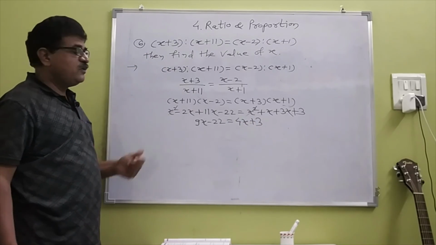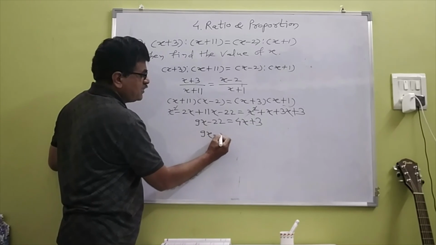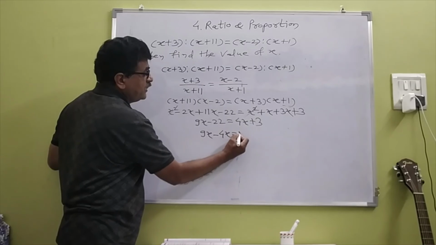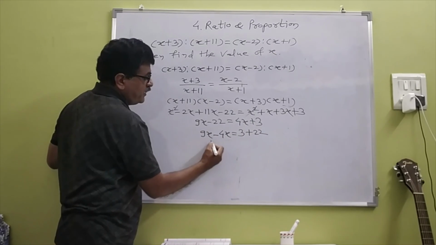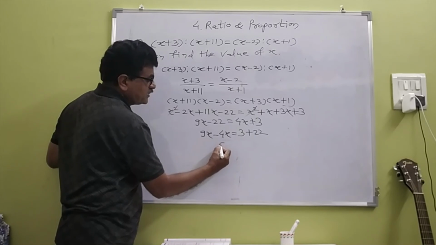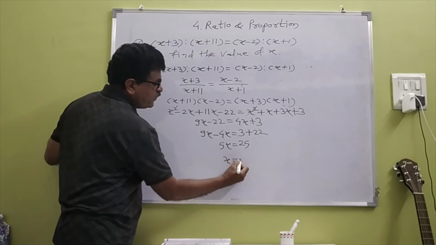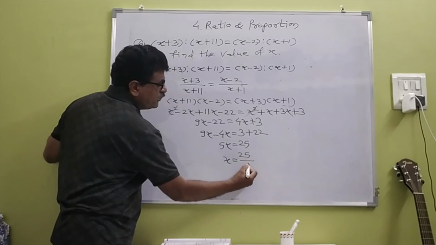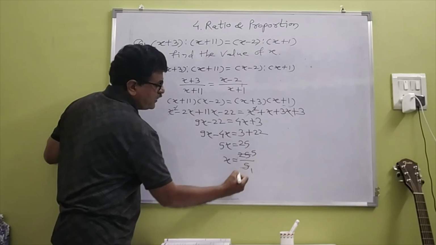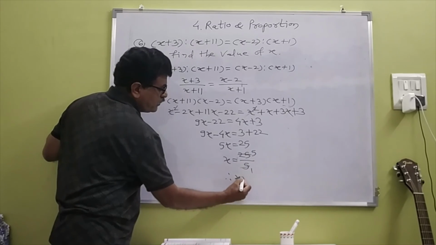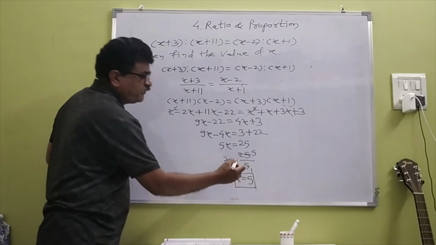We have to find value of x. Therefore 9x plus becomes minus 4x is equal to 3 minus becomes plus 22. 9x minus 4x is 5x is equal to 25. Therefore, x is equal to 25 upon 5 dividing by 5. Therefore, x is equal to 5. This is the answer. Thank you.